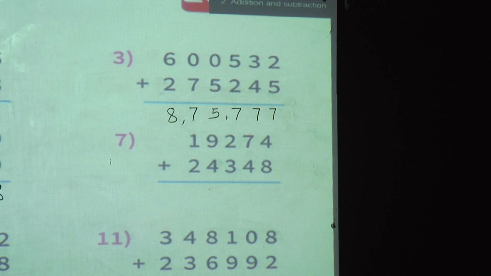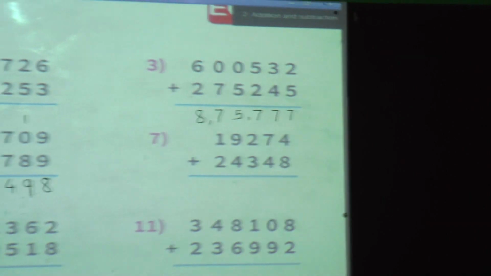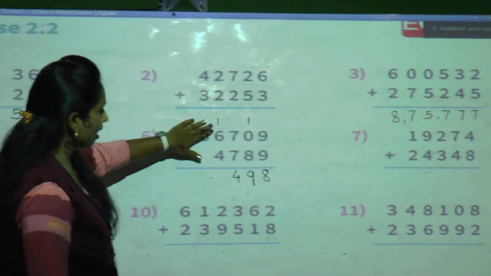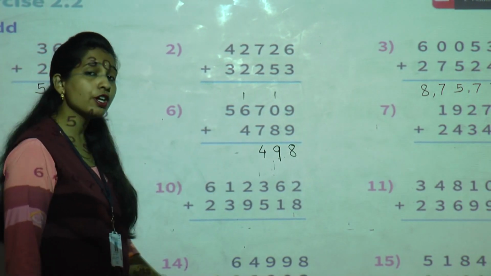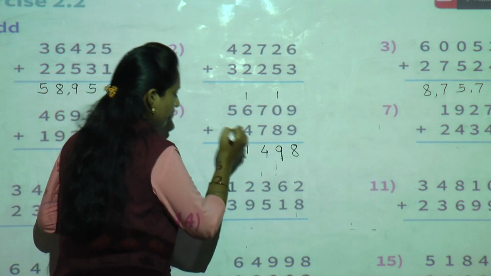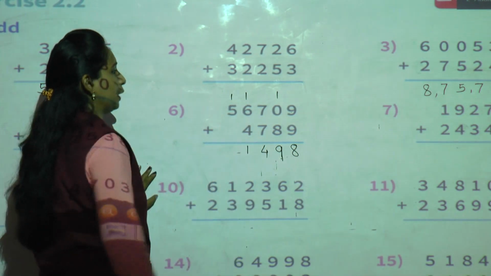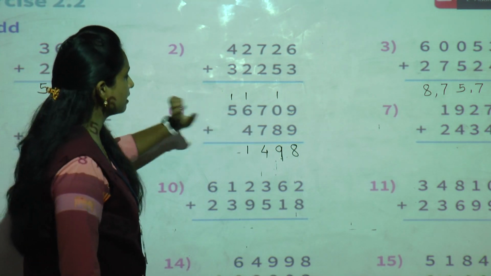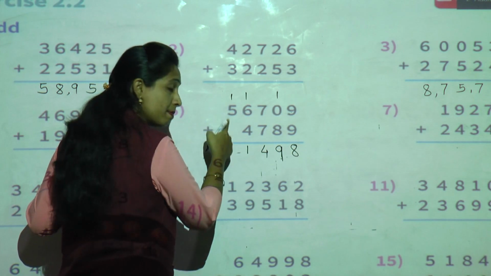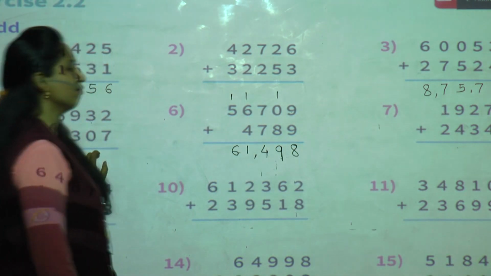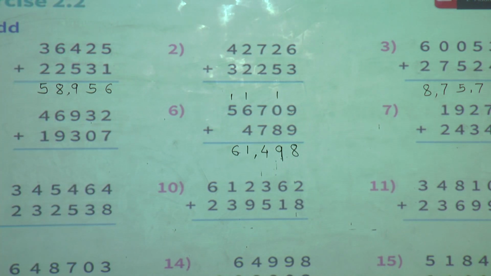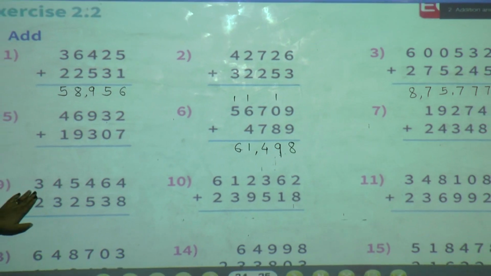Okay. Now 7 plus 7, 14. So write 4 in hundreds place. 1 will carry to thousands place. Now 1 plus 6, 7. 7 plus 4, 11. So write 1 on thousands place. 1 will carry to 10,000s place. 1 plus 1 plus 5, 6. So the answer is 61,498. Got it? Now we'll solve ninth one.